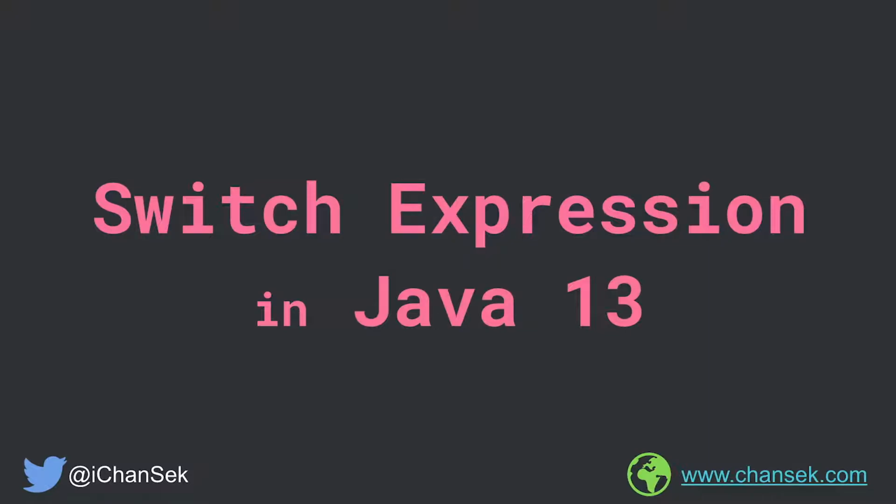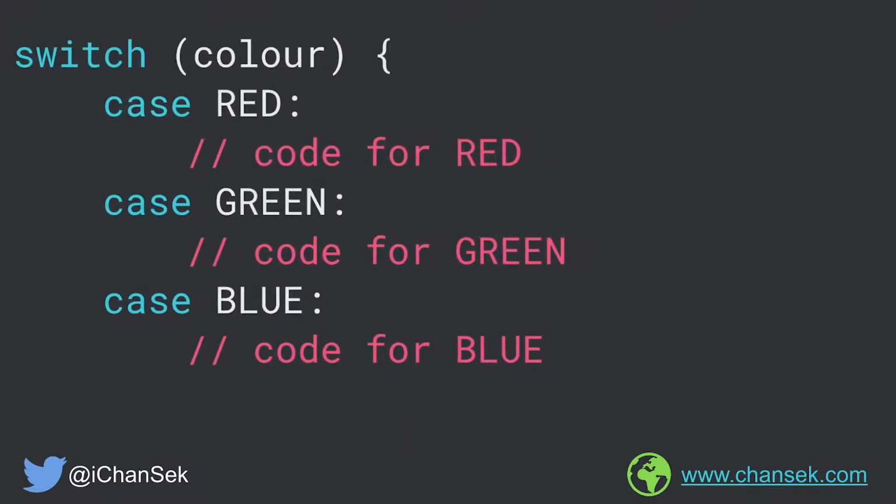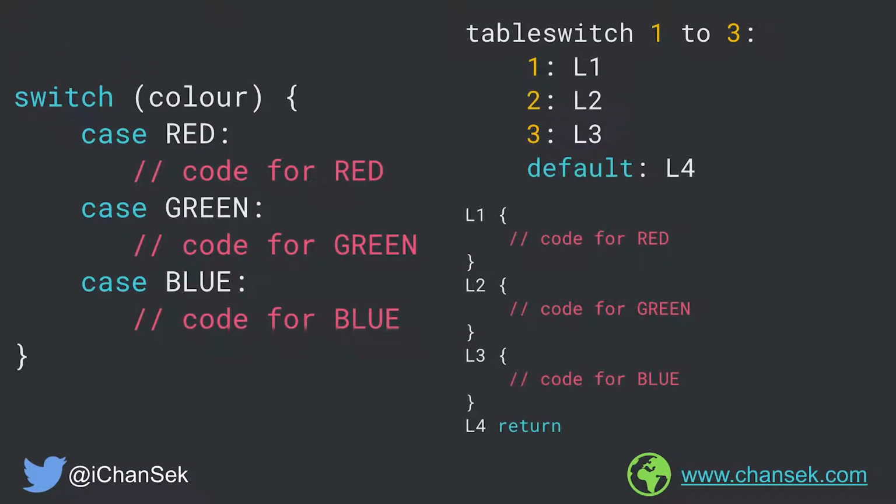I have taken this small example of a traditional switch statement, whose equivalent bytecode looks something like this. If you are wondering what tableswitch is and what these L1, L2, L3 and L4 are, I have made a separate video on how switch statements work under the hood. You can find the link to that video in the description below or in the info card above. Please watch that first to understand the further parts of this video.